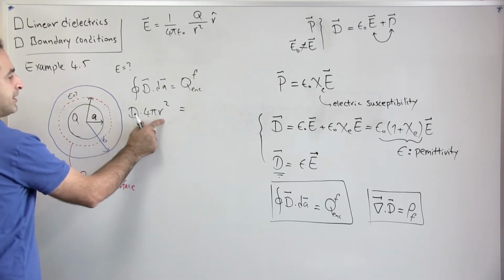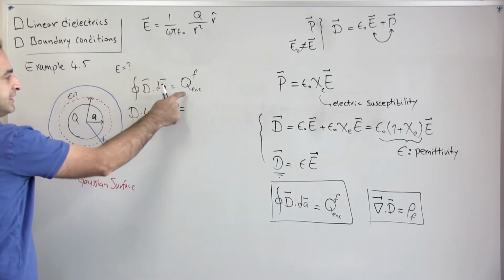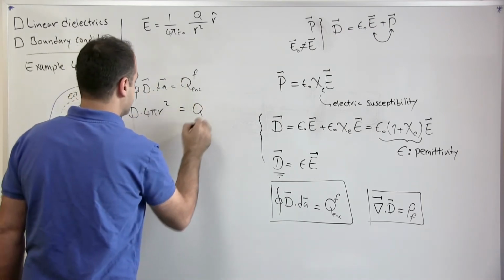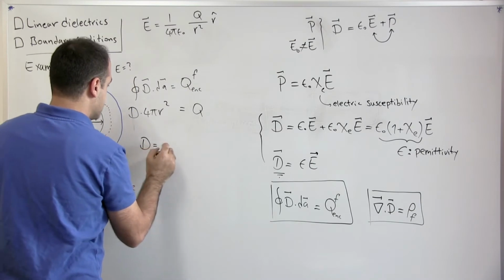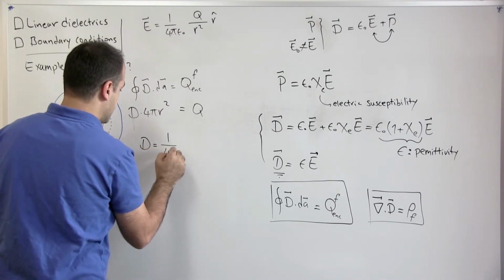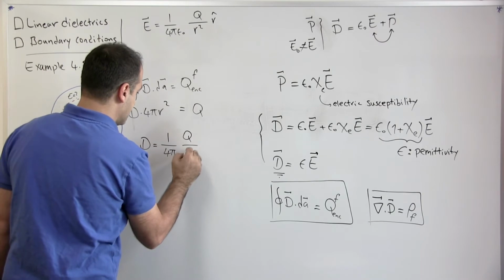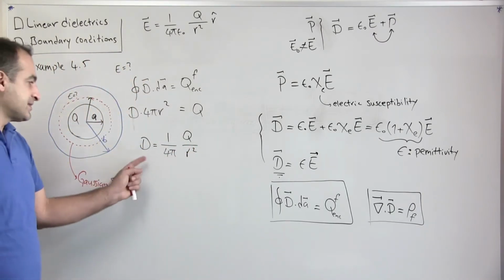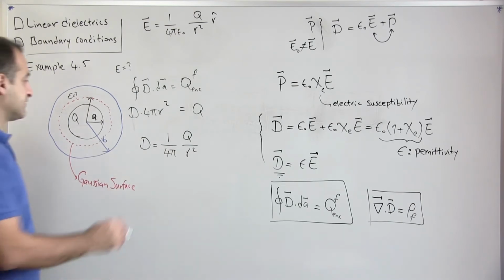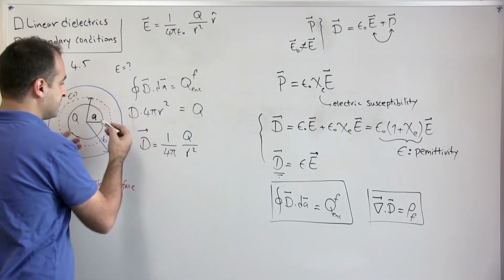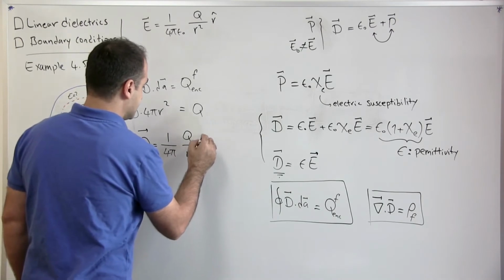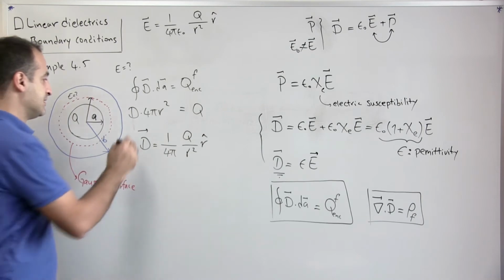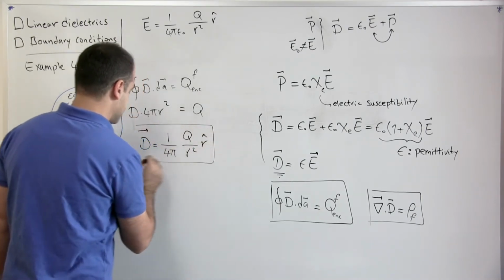D times 4 pi r squared is this integral, and then Q free is the Q we have. So D is basically 1 over 4 pi times Q over r squared. And this is D in terms of the magnitude of D. D basically is a vector, and through the symmetry of the problem, we can easily conclude that D should be in the direction of r, and this is the electric displacement.